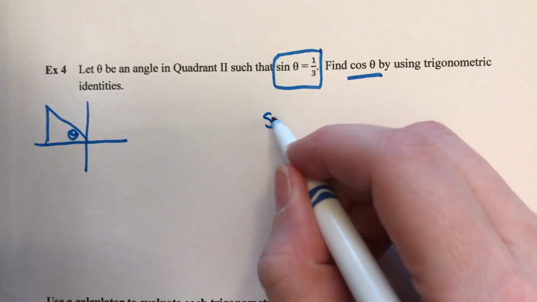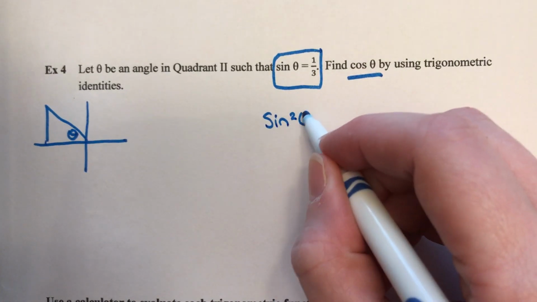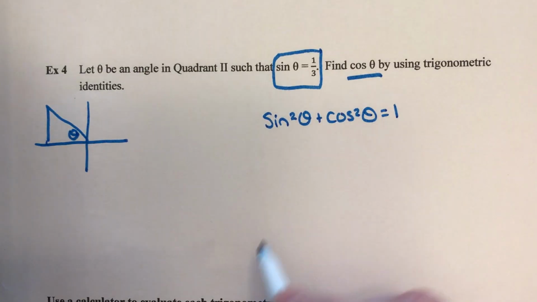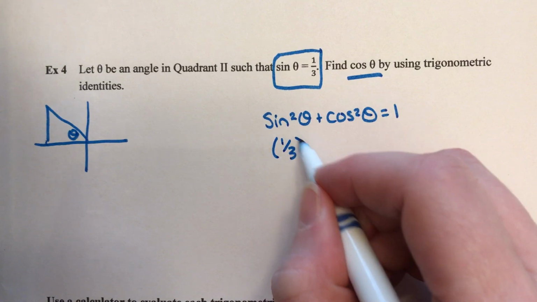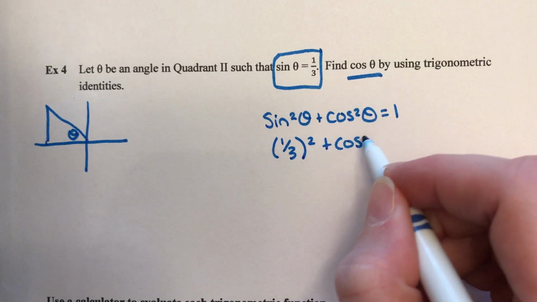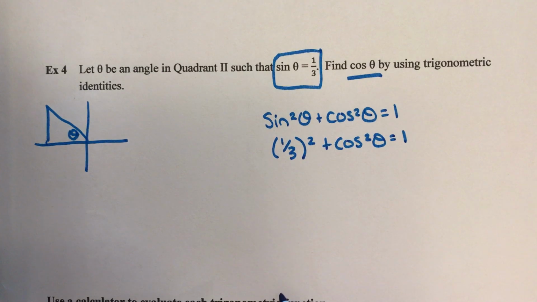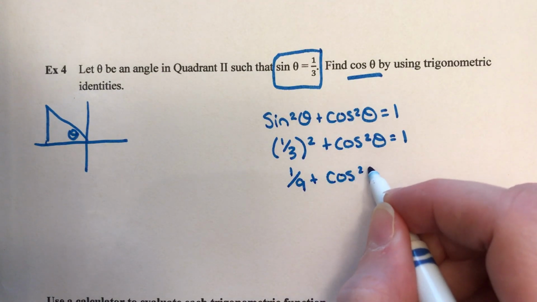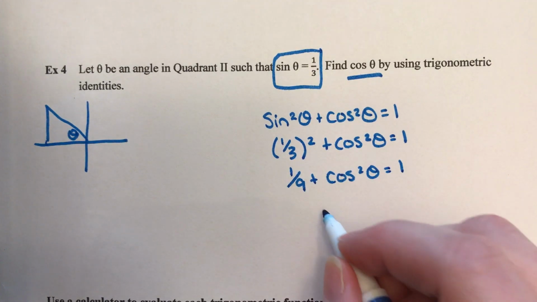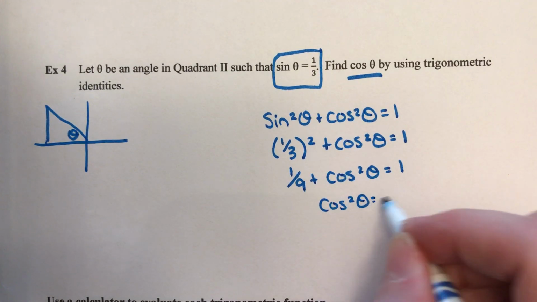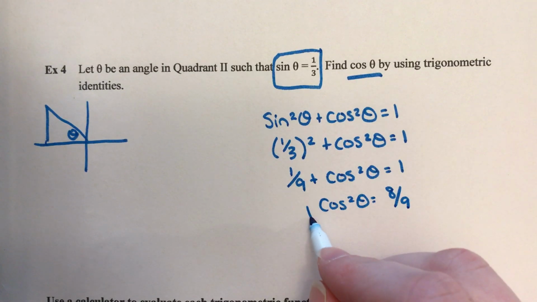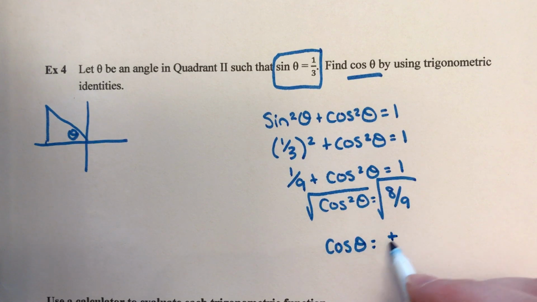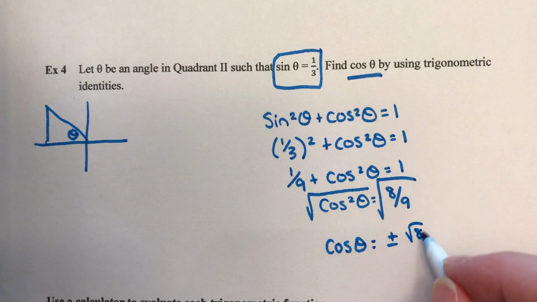Okay, so hopefully you found the Pythagorean identity. Sine squared plus cosine squared equals 1, because if I know sine, I can plug that in and solve for cosine. 1/3 squared is 1/9. I would subtract that from both sides. That gives me 8/9, and then take the square root. When I take a square root, it's plus or minus, so that's plus or minus √8/3.